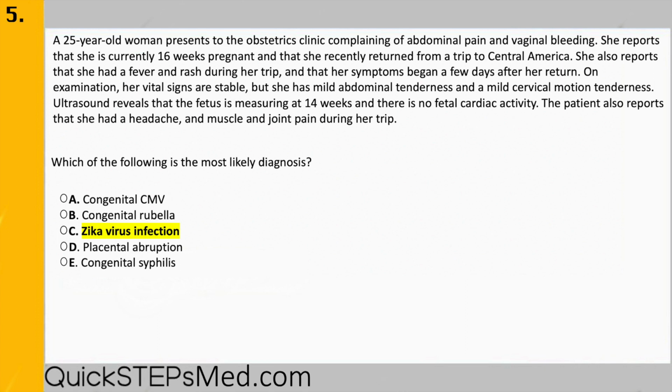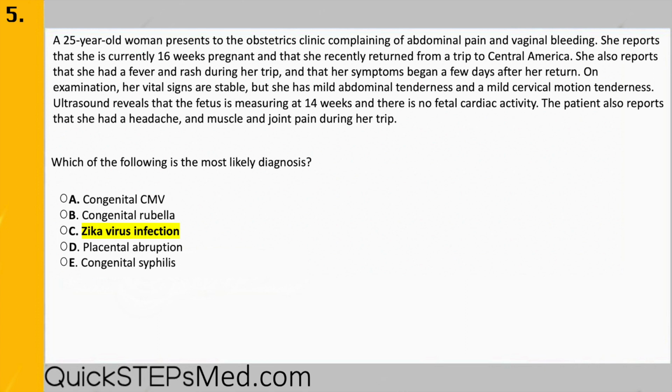On ultrasound, the fetus is at 14 weeks, even though she was measured to be 16 weeks pregnant, which could indicate either some normal variance, or maybe that's because the head is small and the other organs have been affected at this point, and there's no fetal cardiac activity, which means the fetus is no longer viable. So we do see that, not that often, but we do see that from areas, especially trips from Central America or abroad.